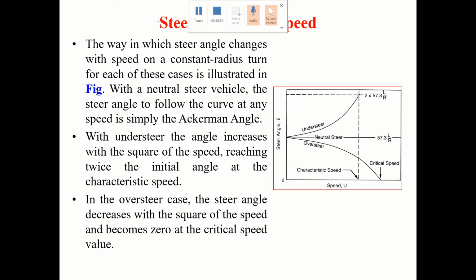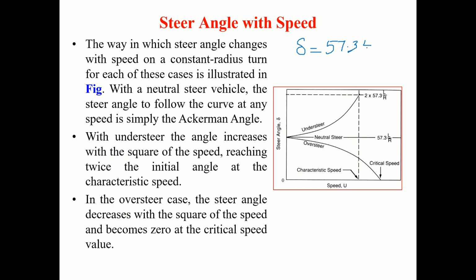Now steer angle with speed. Let us say delta is equal to 57.3 L by R plus K V squared by RG.